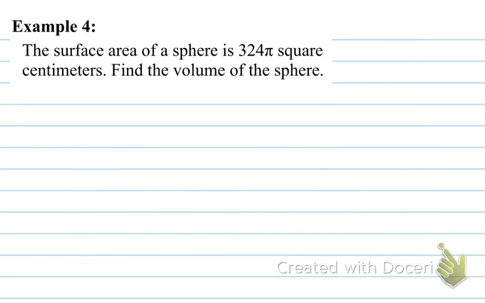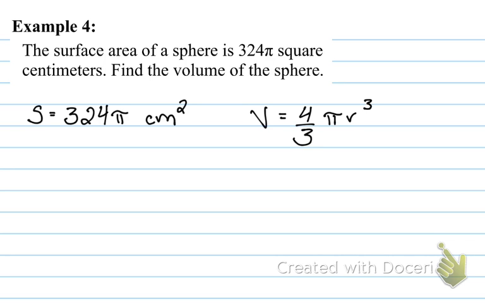One more example. The surface area of a sphere is 324 pi square centimeters. So let's write that down. My surface area, which is S, is 324 pi square centimeters. Find the volume. Again, the equation for volume is 4/3 pi r cubed, so to find volume, I need to know my r. So let's use the surface area formula.